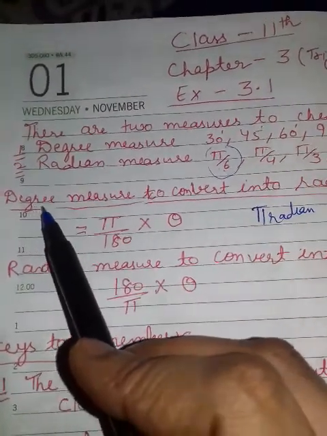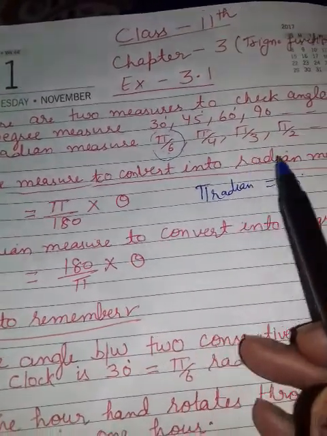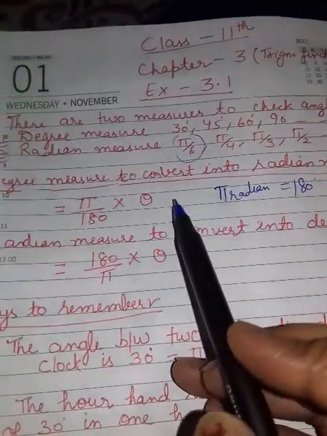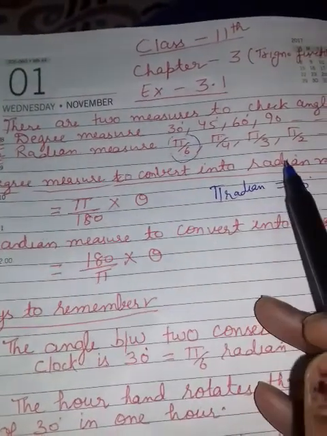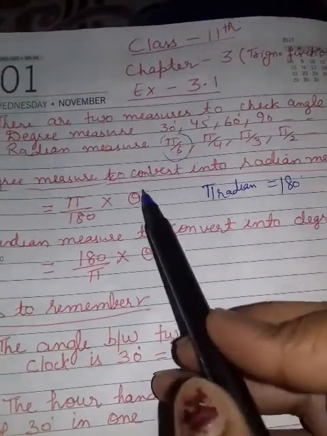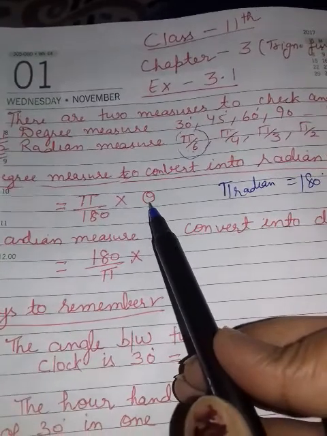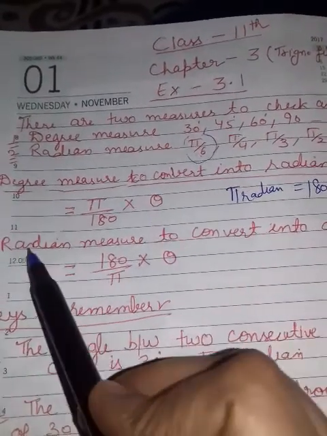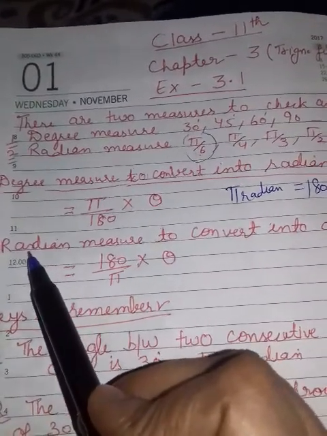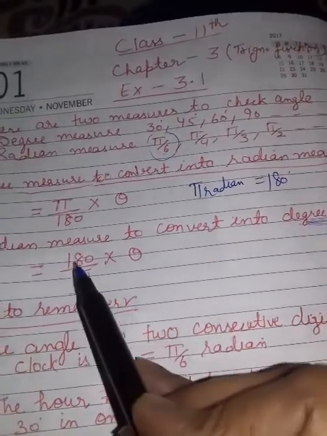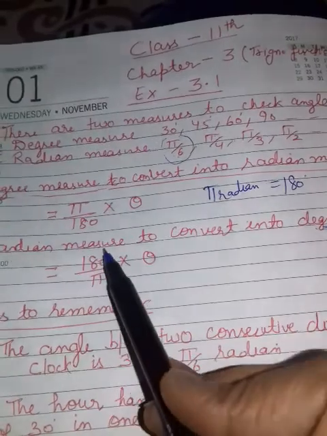Now, to convert degree measure into radian measure, whenever you have theta given in degrees, you have to convert it into radian measure. Then the formula is pi upon 180 into theta. Theta means the value that is given to you, which you have to convert. And to convert radian measure into degree measure, you will take its reciprocal.